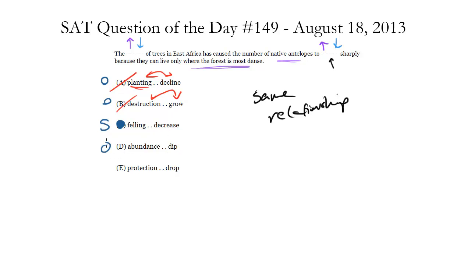Abundance and dip, again, opposite relationship. Protection and drop, again, opposite relationship. So the only one that has the same relationship that shows as you get rid of the trees, the population decreases is going to be choice C.